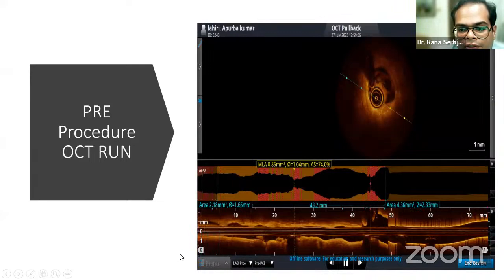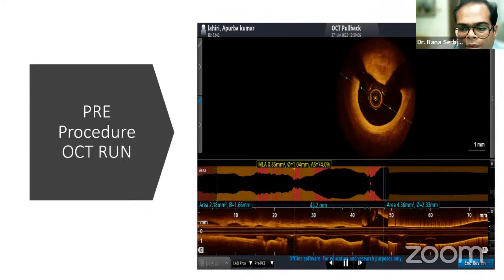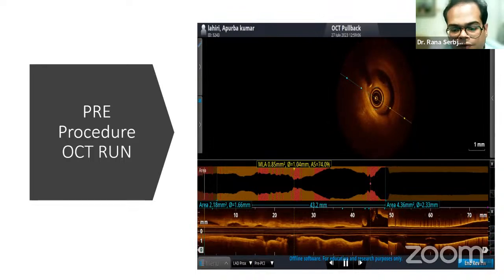Here you can see a run. It's grossly diseased. Fibrofatty plaque, some amount of calcium is seen. This was the point the patient landed up in cardiac arrest. So what we were informed, or what we saw, is that the ostia of the L6 is clear.